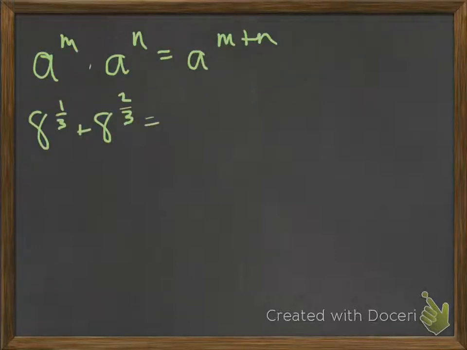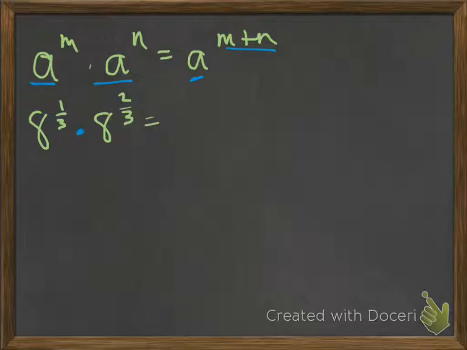So rule number 1, the property on your table says a to the m times a to the n is the same thing as saying a to the m plus n. So notice when I have the same base, I keep the base and we add the exponents. And this is a typo, this should say times there.